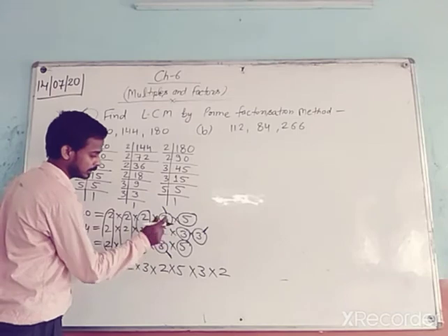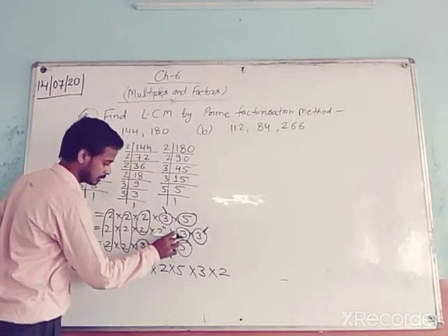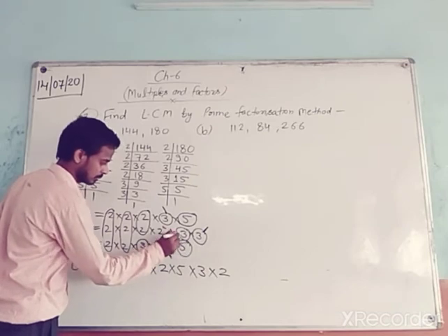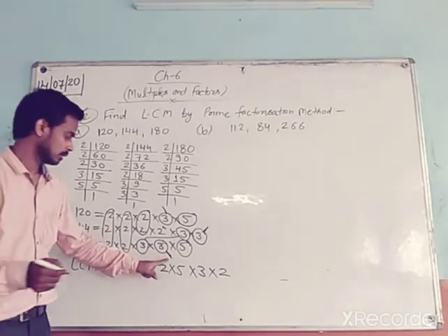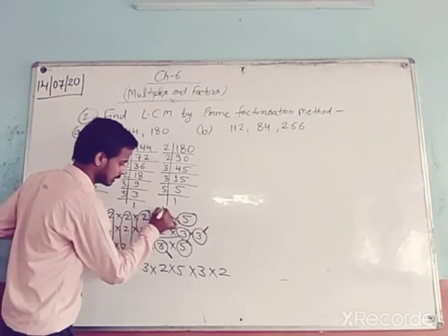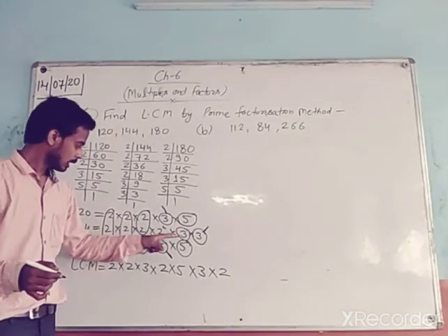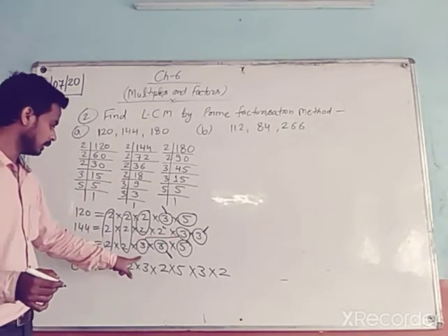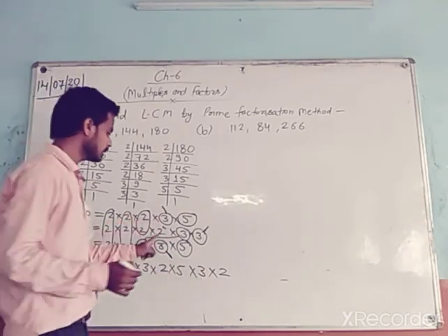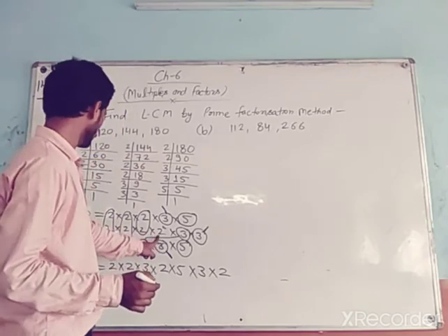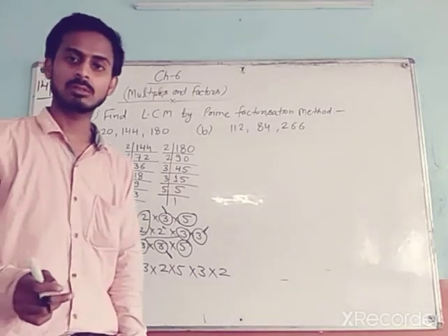Then again 3. Which 3? Now this one, this and this. See, we have taken this 3 as common between these 3 numbers. Now this 3 which is in 144 and 180, this one is also common, so write again. And the last digit which is not common in any number, that is 2, so write it also. Clear?